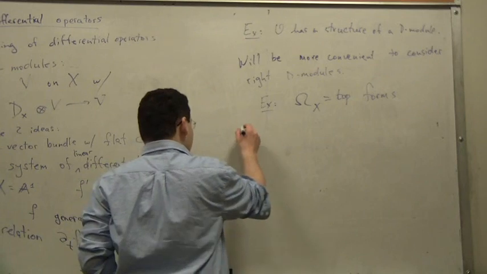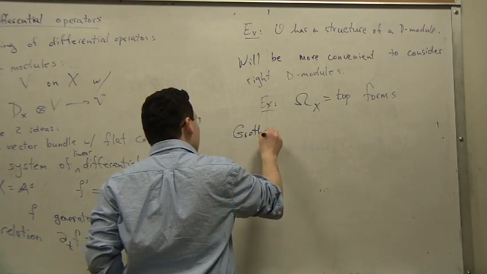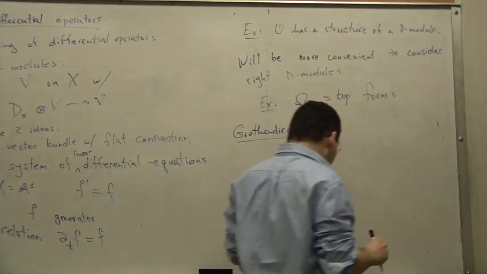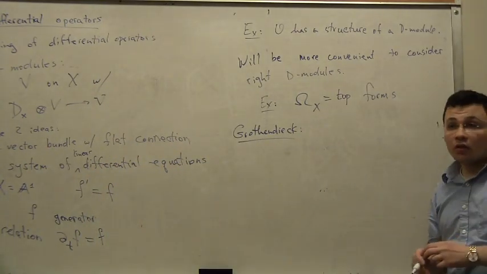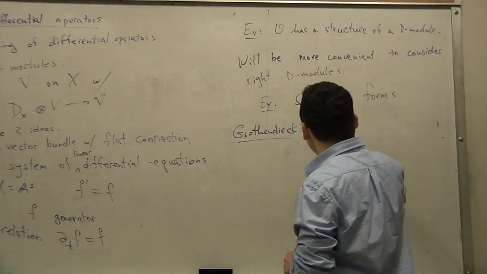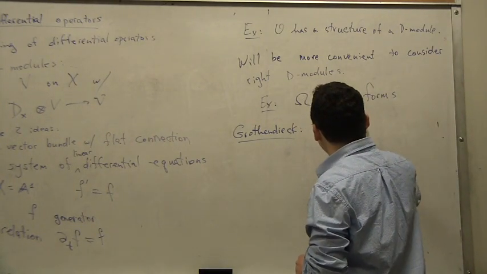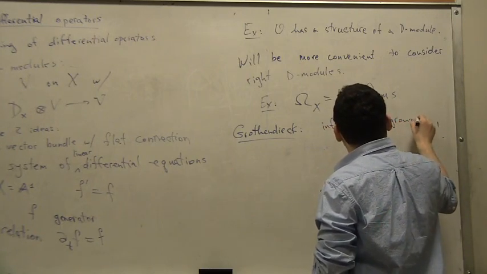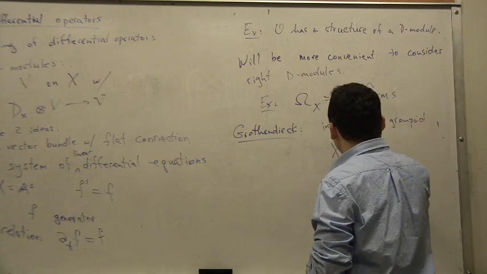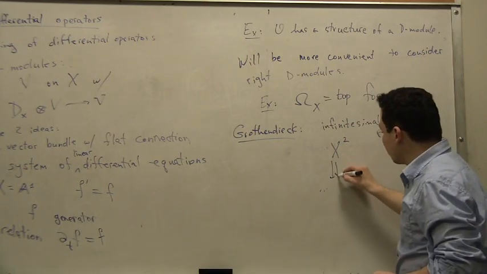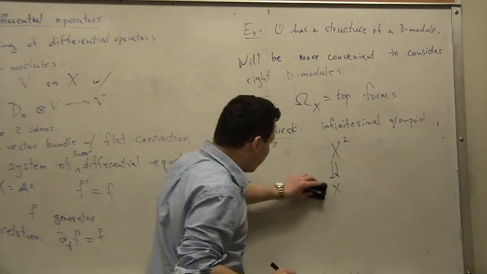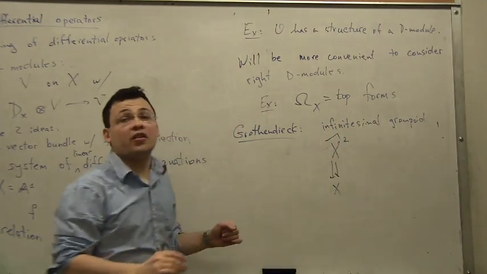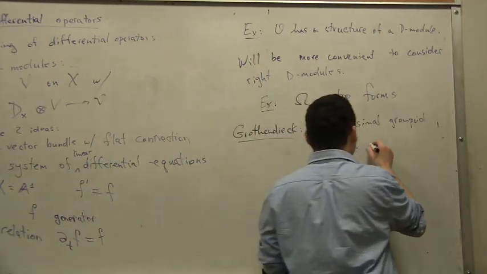So the point of telling you this is that there's a reformulation of the notion of D-module due to Grothendieck by considering the infinitesimal groupoid. So there's a groupoid where we take, there's a trivial groupoid where we take the square of x. It's got the two projection maps, but we can take the formal completion at the diagonal. So this is the formal completion at the diagonal.